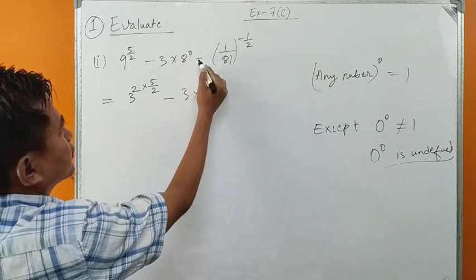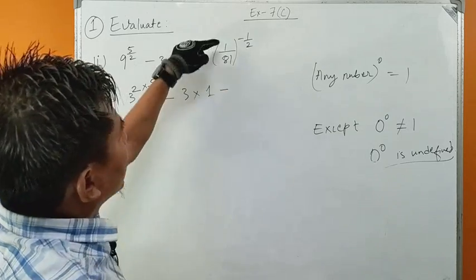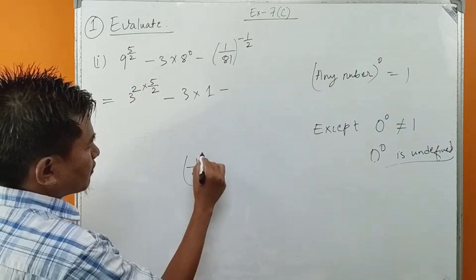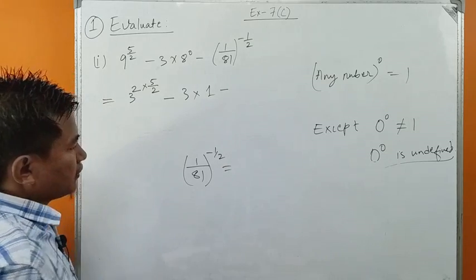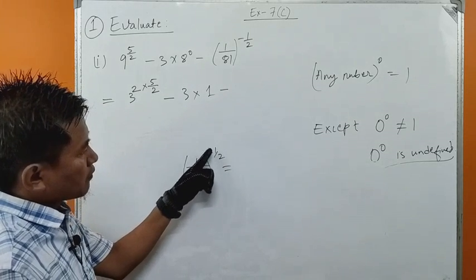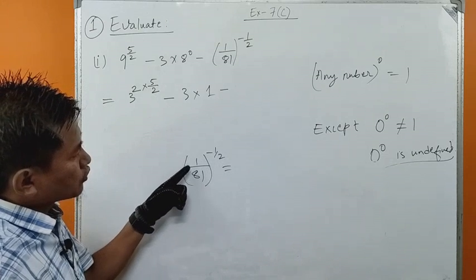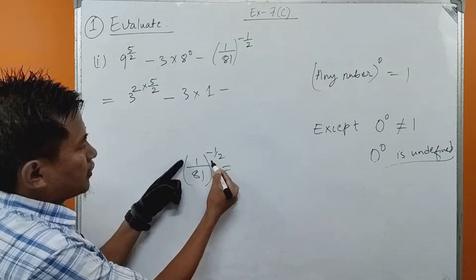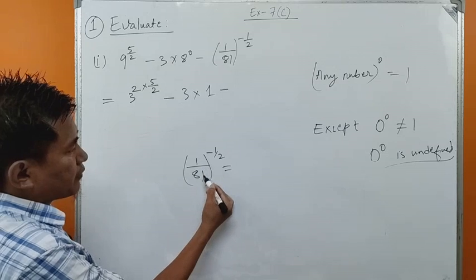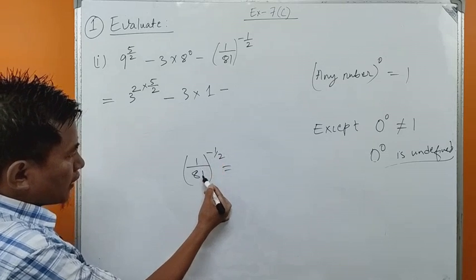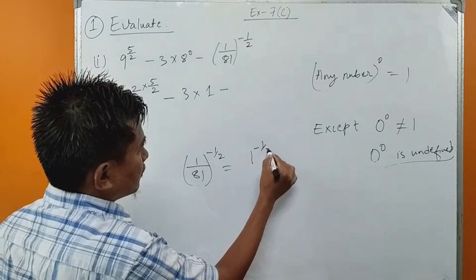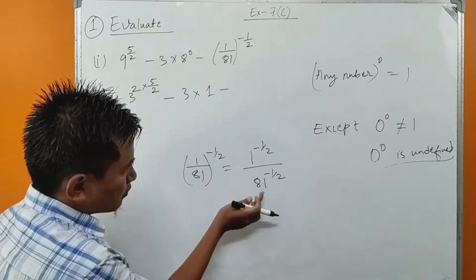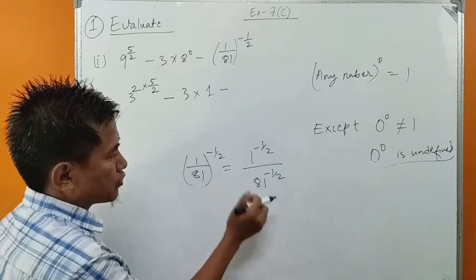So 8 to the power 0 is 1. This minus comes here. Now we have 1 upon 81 to the power minus 1 by 2. The power minus 1 by 2 is applied to both 1 and 81, the numbers in the numerator and denominator, because this power is outside the bracket and these two numbers lie within the bracket. That means 1 to the power minus 1 by 2 upon 81 to the power minus 1 by 2. So you bring this number to the numerator, and the sign of the power changes to plus.